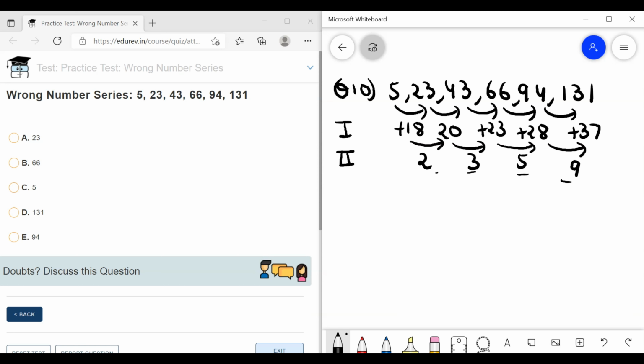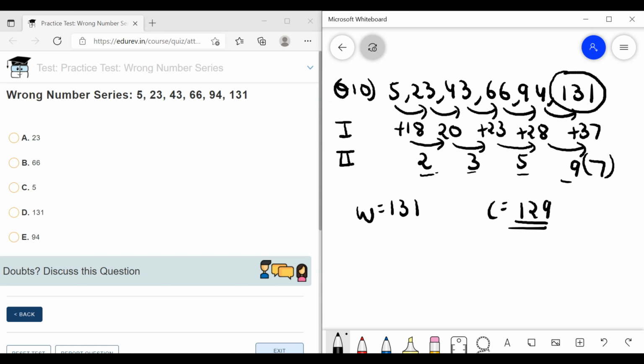Now we all know that if you have actually done the work and I have told you to remember all the prime numbers, we know that after 2, 3 and 5, this should be 7. So here it should have been 7. If it would have been 7, then it would have been 28 plus 7, which would have come out to be 35. Therefore, our wrong number in this particular series is 131. And the correct in its place would have been 129.